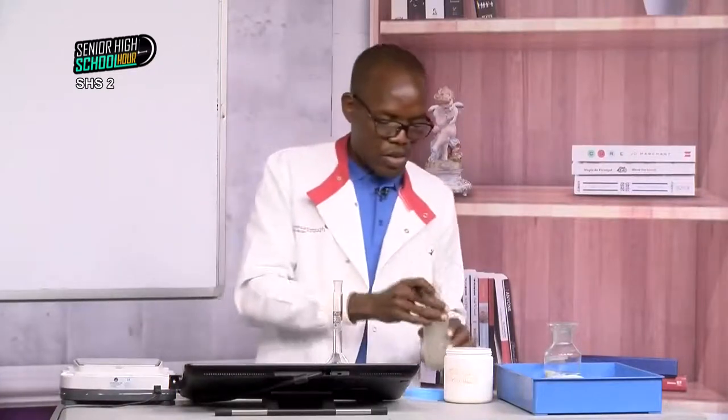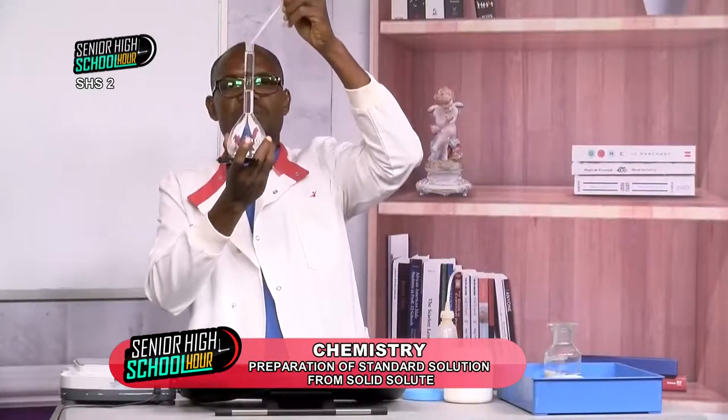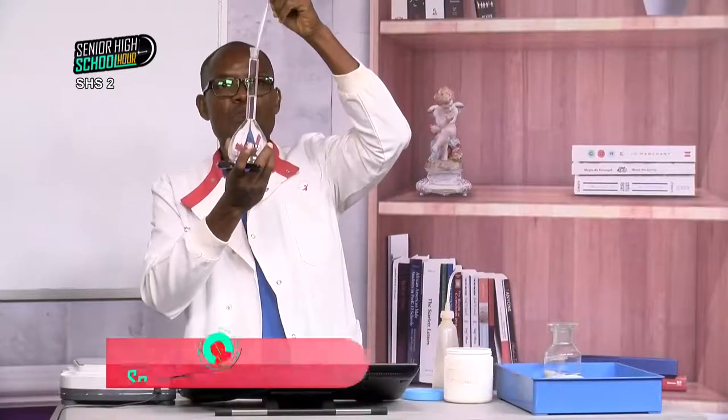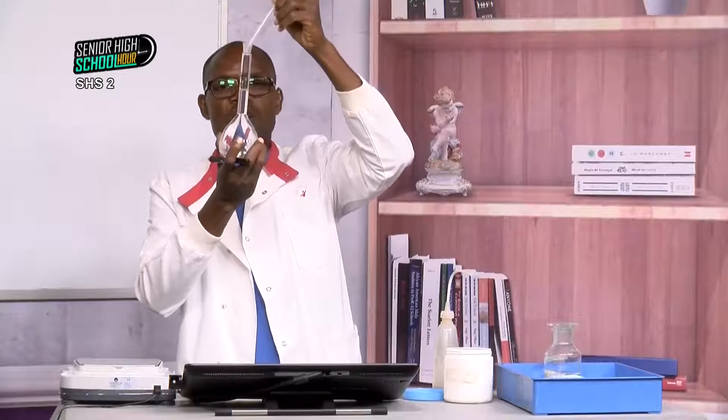Now I want to use my dropping pipette or dropper because we are now learning. So bring it to your eye level, pick that and drop. I said drop. Drop. Okay. Until the curve sits on the calibration mark. So I have topped up the solution to the calibration mark.